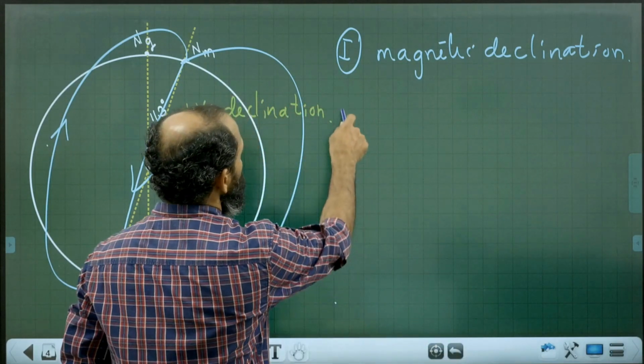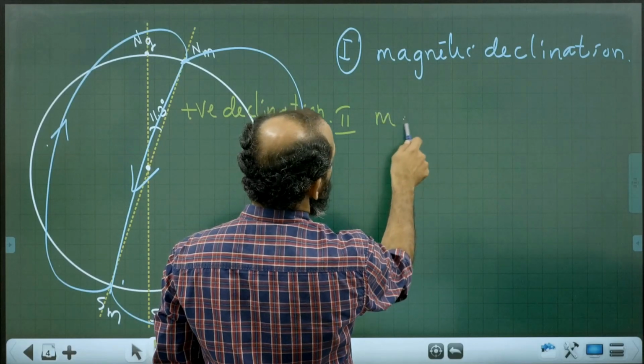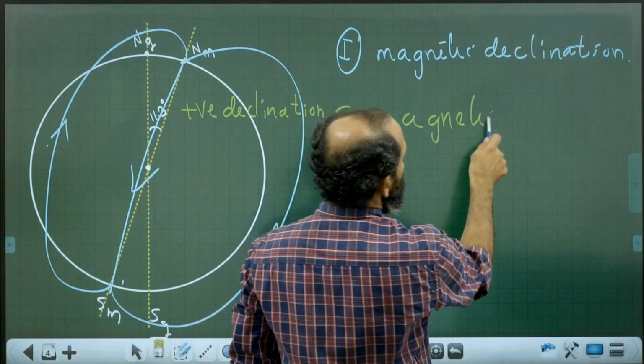The second one is magnetic inclination. Magnetic inclination.